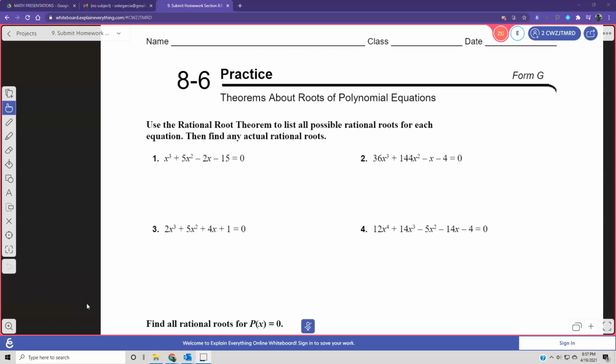Use the rational root theorem to list all the possible rational roots for each equation. So that's all I want you to do. You don't have to find the actual roots.